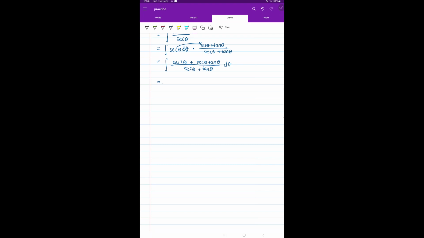Here we let u equal secant theta plus tangent theta. Why do we do that? Hopefully you can see that if we take the derivative, then this is going to be secant theta tangent theta plus secant squared theta d theta, and that's what we have right here, just in a different order.